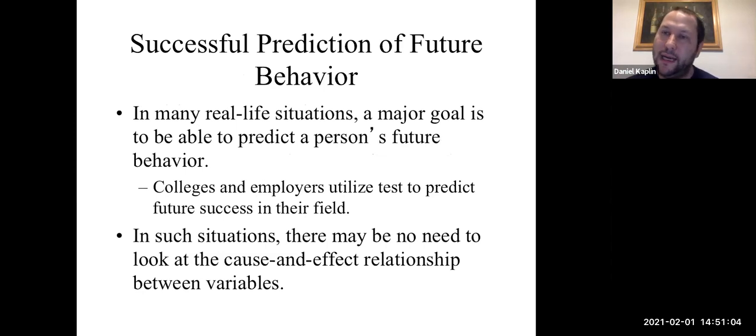Another reason why you might not do an experiment is because you're only trying to predict an outcome. So if you were an employer or a college admission team, you might only want to know, is this person going to be successful at the job or at the university? And you don't care why, you just want to predict success. So you might give a test that allows you to predict an outcome. A correlational study allows you to predict success, and that's sufficient.